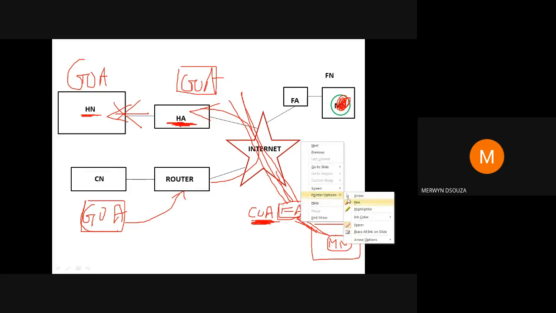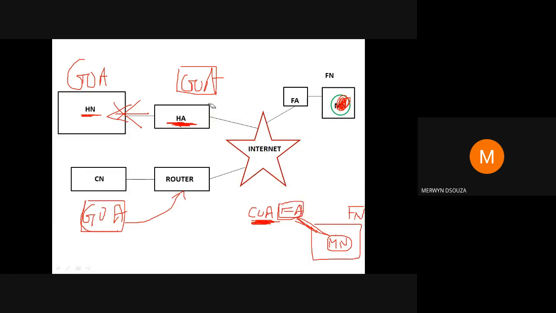Although your mobile node will keep moving from one location to another, as long as it registers the care of address with the home agent, it does not matter how many foreign networks it keeps moving. It can keep moving from one foreign network to another. As long as it registers the care of address with the home agent, the packets will be delivered correctly. Did you all get it?